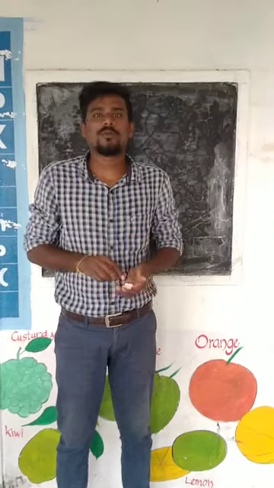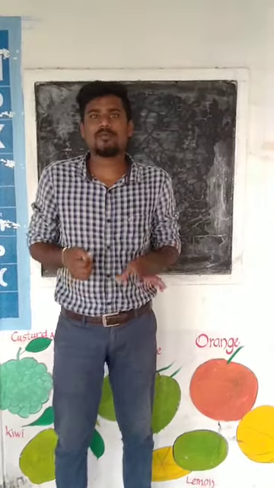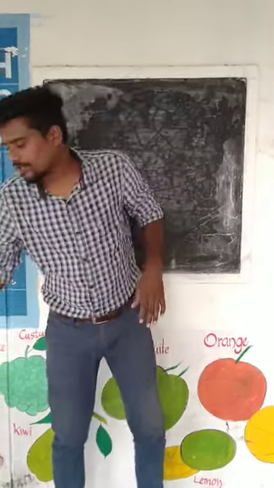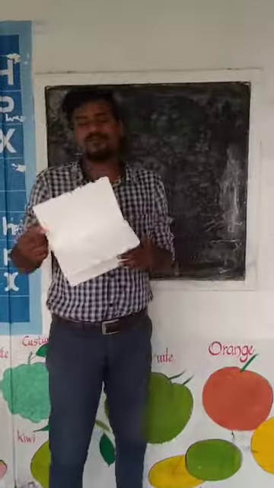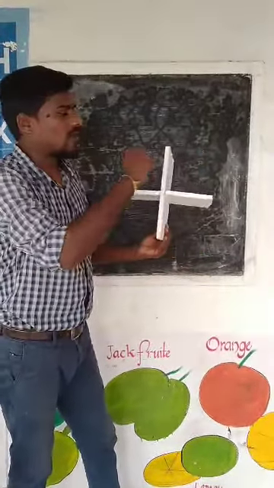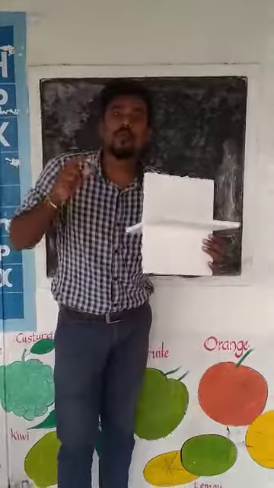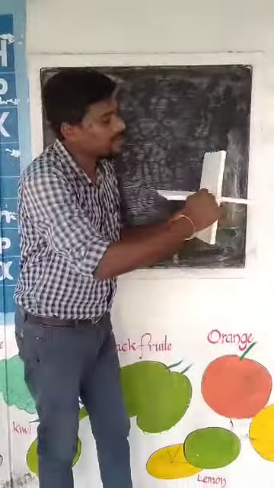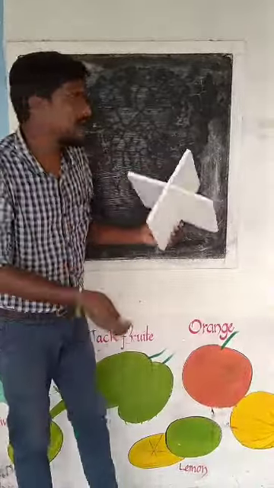We'll discuss projection of points and planes. You people know we have four quadrants: first quadrant, second quadrant, third quadrant, fourth quadrant. Next, two planes: horizontal plane and vertical plane.